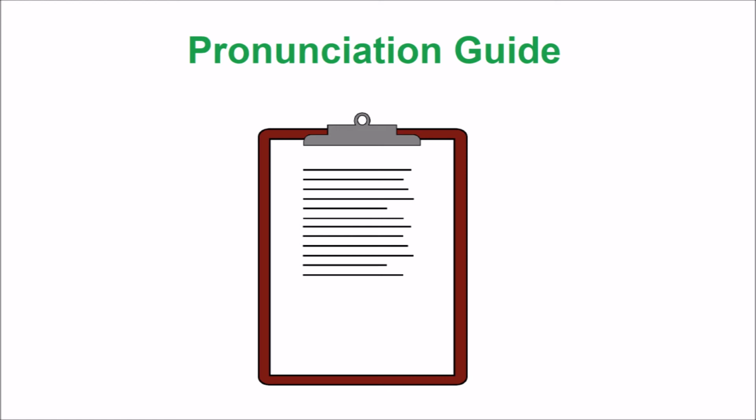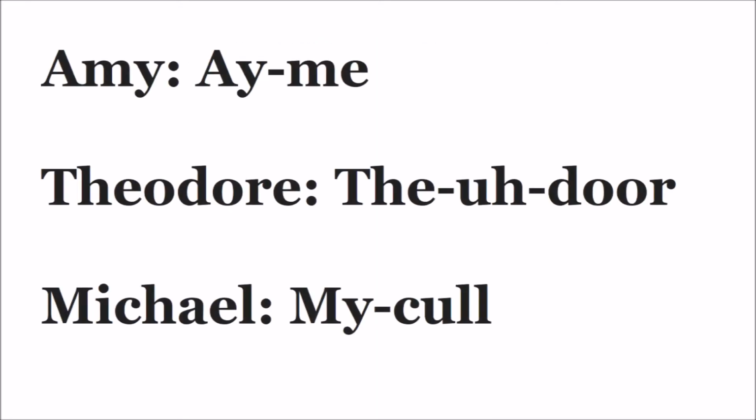The problem is that a written pronunciation guide might leave your cast more confused than ever. Let's use some names as examples. If English is your native language, chances are you already know how these names should be pronounced, at least in English: Amy, Theodore, and Michael. But if you weren't familiar with these names already, then the pronunciation guides next to them could be read in more than one way. Amy could look like it's pronounced Ame or Ime.